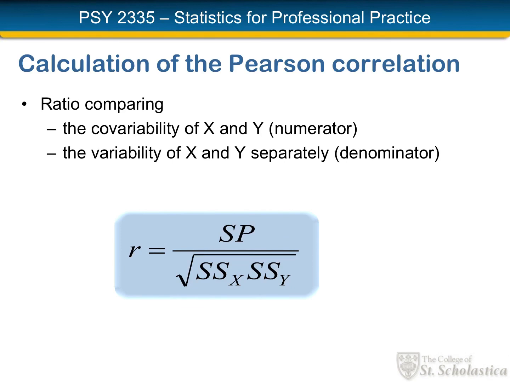Overall, our correlation coefficient is that sum of the cross products in the numerator divided by the square root of our sums of squares. Remember, that's the variability for each of our variables. So we've got the sum of squared deviations in x and in y multiplied together. So this is the covariability, and this is the separate variability in the denominator.